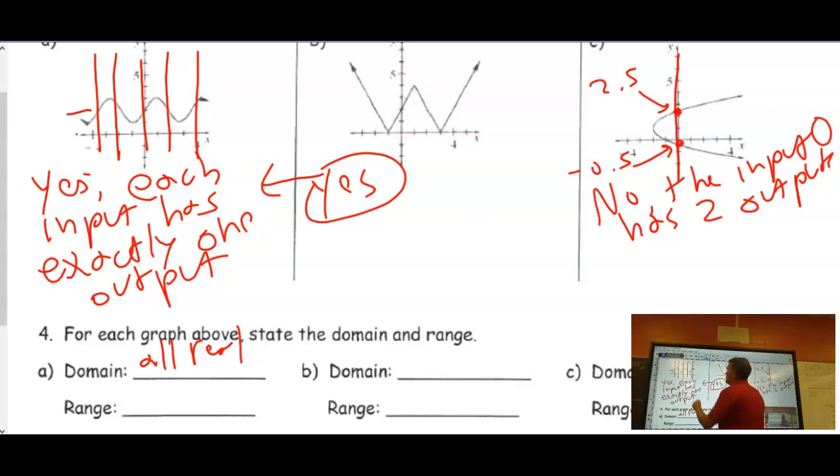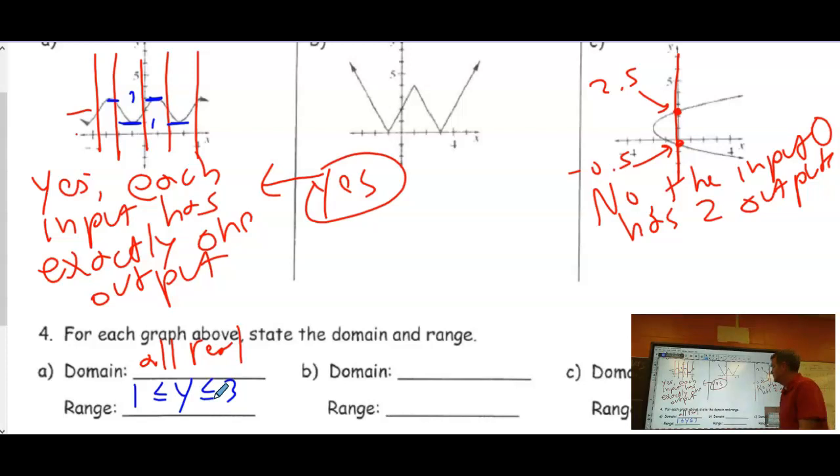However, as far as the range goes, this is like the highest y value, and this is like the lowest y value. So all the y values are between those 2 spots, which I believe is at 3 and 1. So the range is all going to be between 1 and 3. Y's are greater than or equal to 1, but less than or equal to 3. All right?